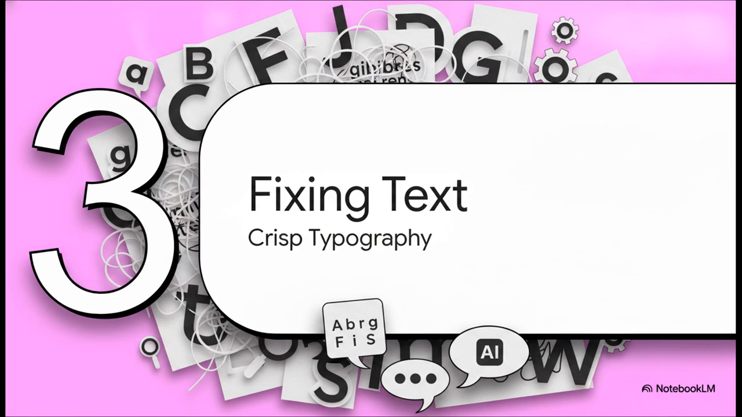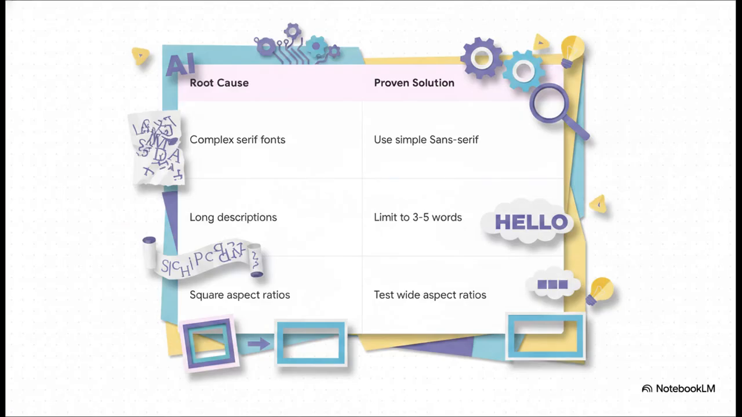All right, let's jump into section 3, which tackles a massive headache for pretty much everyone, fixing garbled AI text to get crisp, legible typography. Text rendering is still a huge pain point for creators, mostly because the AI prioritizes visual coherence over typographical accuracy. Basically, it wants the image to look pretty way more than it wants the spelling to be correct. The experts at Rework Studio laid out this really helpful root cause analysis.